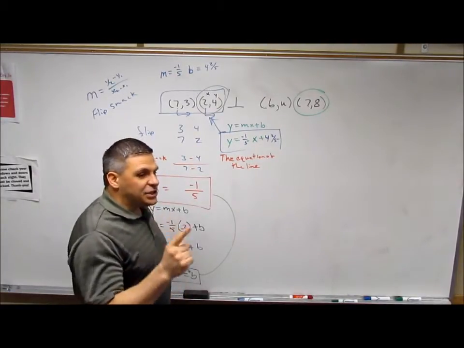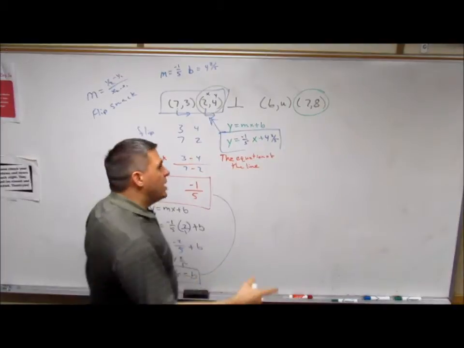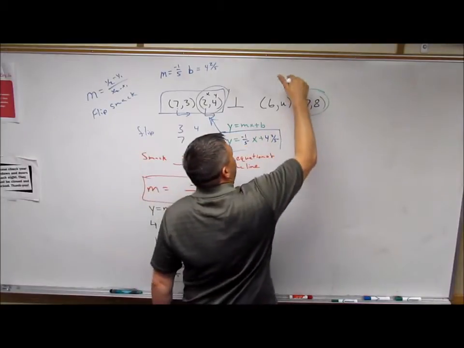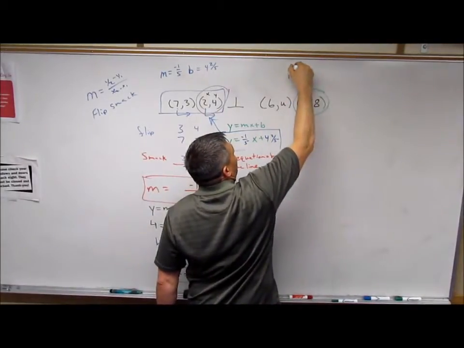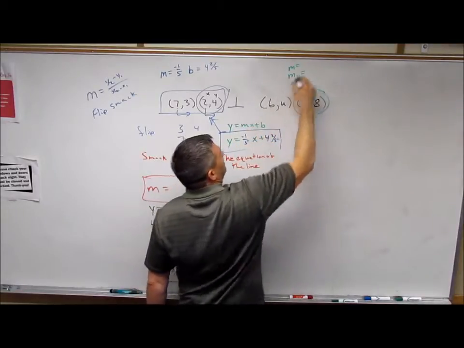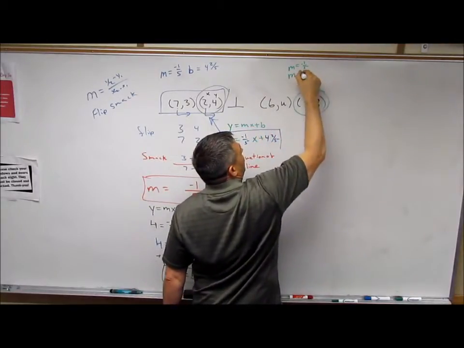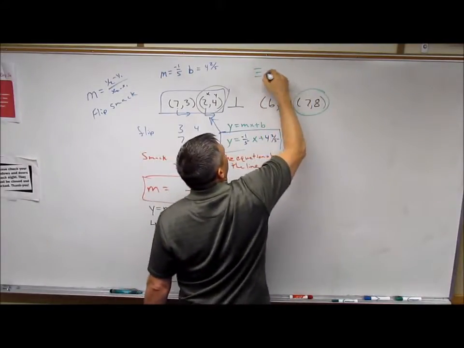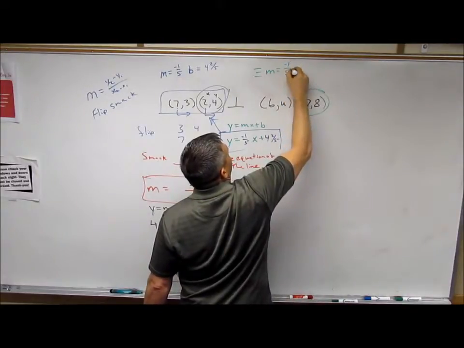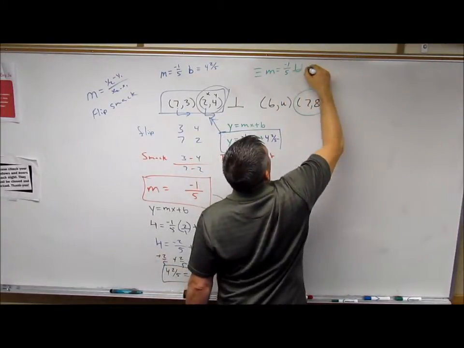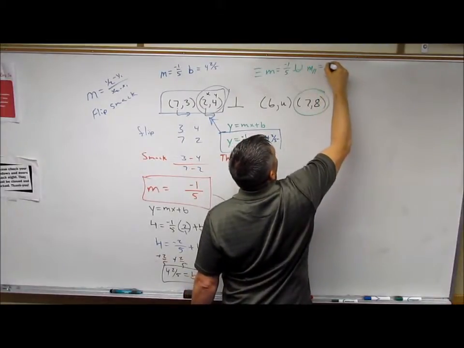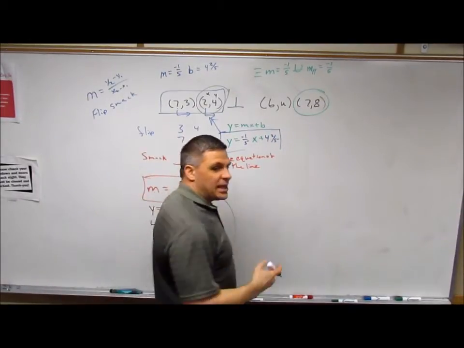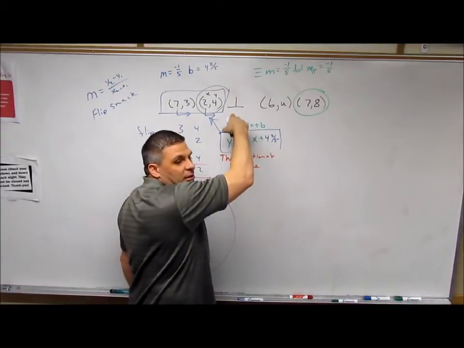Now, ask yourself, what do you got to do? If it's parallel, the slope has to be the same. So, the parallel slope, if m equals negative 1/5, then m parallel would equal negative 1/5. It has to be the same. But we're not looking for the parallel. We're looking for the perpendicular.